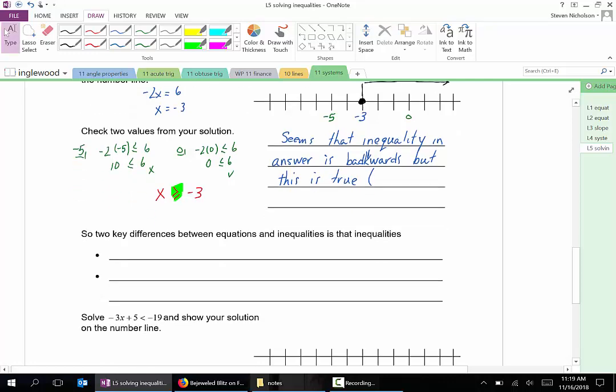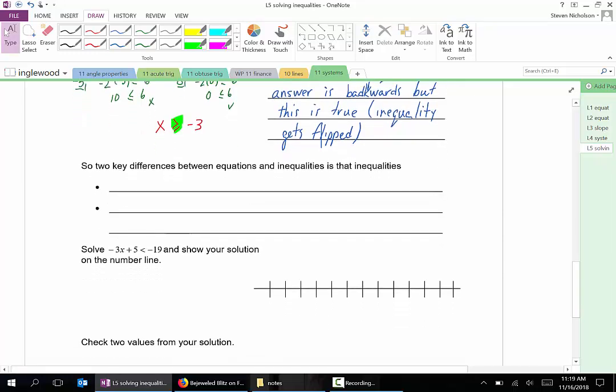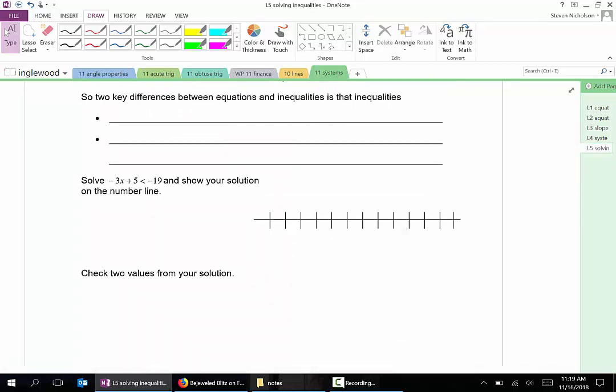And again, you might have learned a shortcut. When you multiply or divide by a negative number, the inequality gets flipped. And here's the second key idea. But nobody needs to know this key idea, because if you simply find the critical point and you simply choose one test point, if the answer is true, you know you're on the right side of the critical point, and if the answer is not true, you know the answer is on the other side.